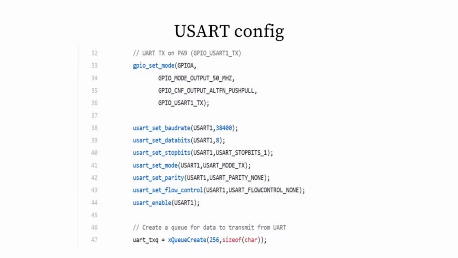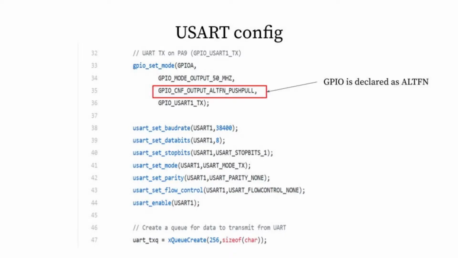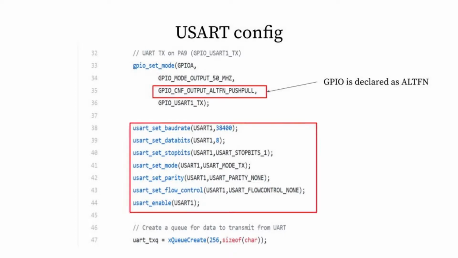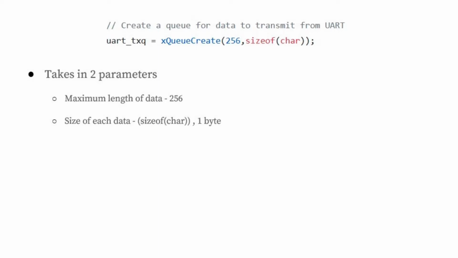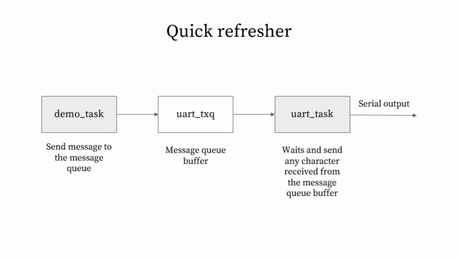Then we need to configure some settings, such as adjusting the GPIO pin into alternate function, and setting the necessary parameters of our USART like baud rate, data size, parity, and stuff like that. And finally, create a message queue using the RTOS function xQueueCreate. The xQueueCreate function basically creates a queue for the data to be transmitted. It takes in parameters: the length of the queue, in this case 256, and the size of each data item to be sent, which is 1 byte in this case, since it's the size of a char.